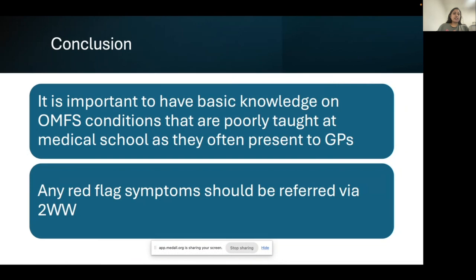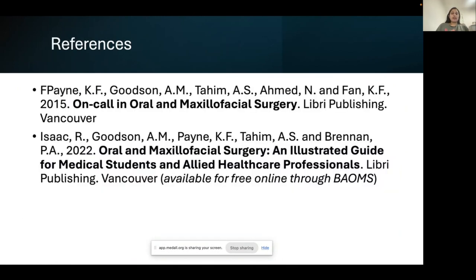So in conclusion, it's really important to have a basic knowledge of all MaxVax conditions. They're normally really poorly taught in medical school or not at all, and often present to GPs. Any red flag symptoms should be referred via a 2-week wait. If you're unsure, just refer. And again, if you're unsure about certain oral lesions, you can also refer them to a dentist who have much more training in looking at these things and seeing what they recommend, and they can always do the 2-week wait referral if needed.